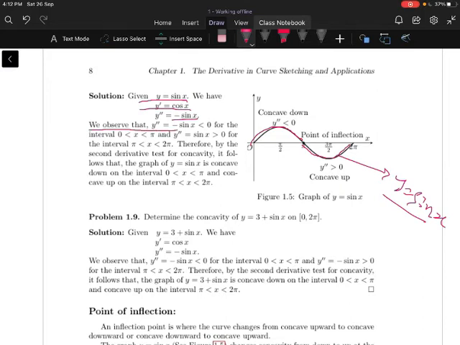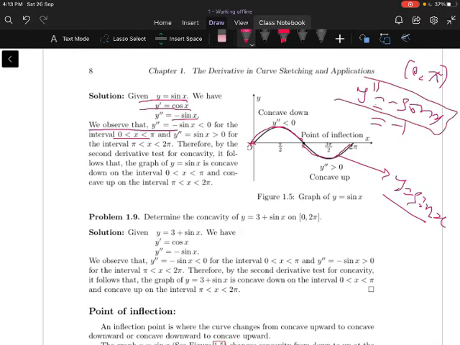We observe that y double dash is equal to minus sin x. Minus sin x is less than 0 for the interval 0 to pi. Let us check. When x equal to 0, y double dash is equal to 0. When x equal to pi by 2, sin pi by 2 is 1, so it is equal to minus 1, negative. And for x equal to pi, that is 0. Yes, it means y double dash of x is negative for the interval 0 to pi.